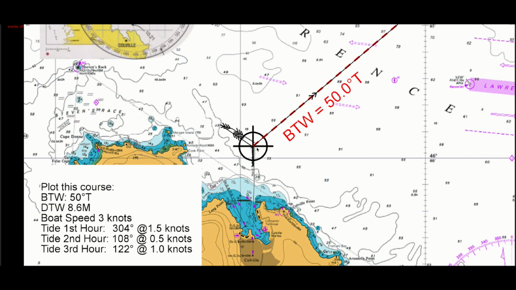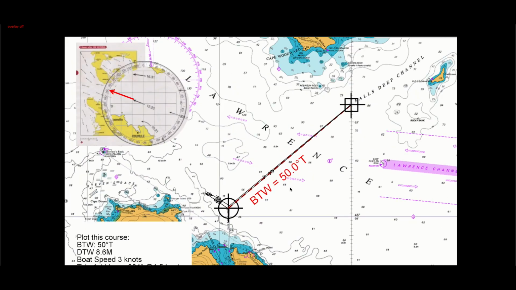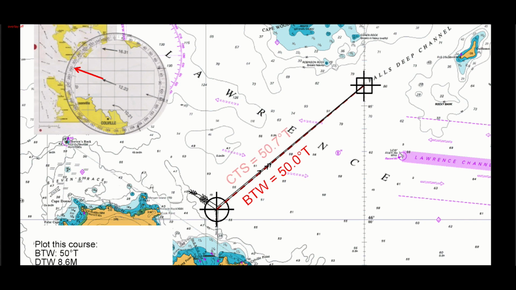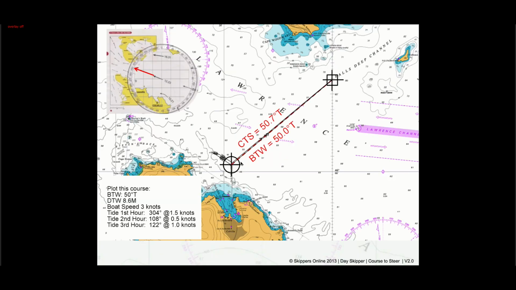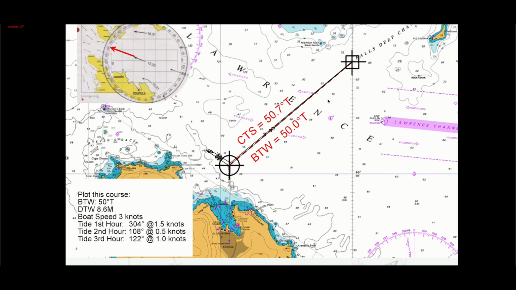And then we've done the third one, okay, 122 degrees at 1.0 knots. And then we carry on, do our water track. And there we go. You can see that we've done exactly as the method says. But because the tide has turned back on each other and we're averaging out the tide, the course to steer is basically the same as the bearing to waypoint.